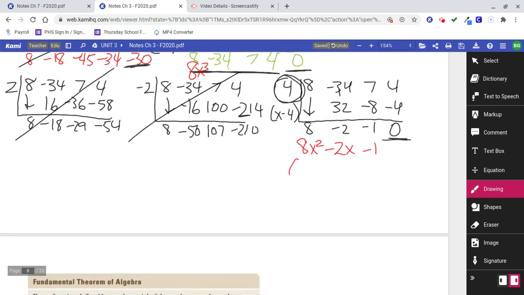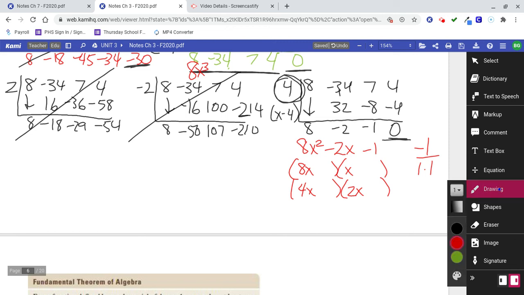I think it's a faster process for me anyway. If I was going to factor this, I would know it's either 8x and x or 4x and 2x. The number at the end is negative 1, so it has to be 1 and 1. Something's going to be a 1, and something's going to be a negative 1, so I know there's going to be a negative in there. I'm strongly suspecting that 8 isn't going to fly. I think it's going to be the 4 and the 2. So if you think about it, you'd have to multiply one of them by 4 and one of them by 2.